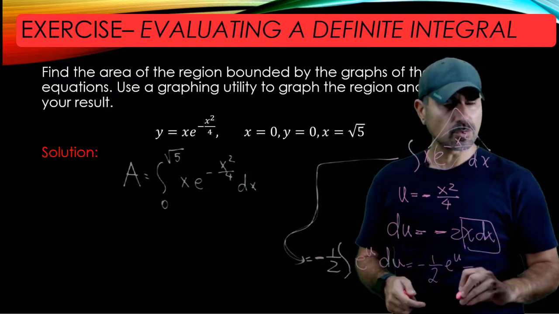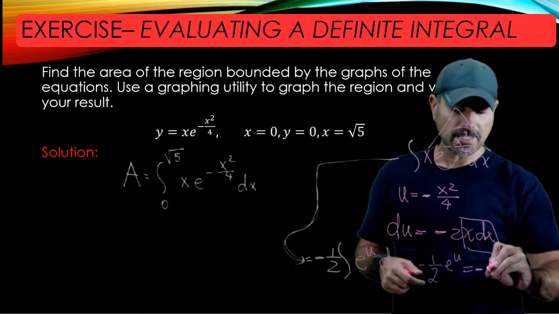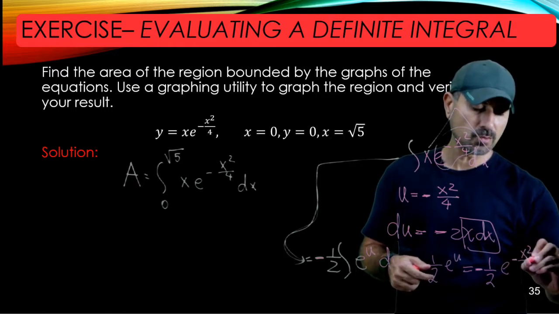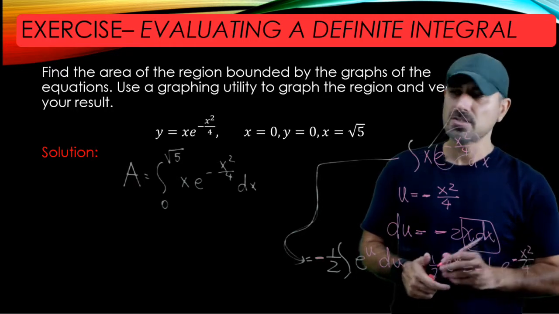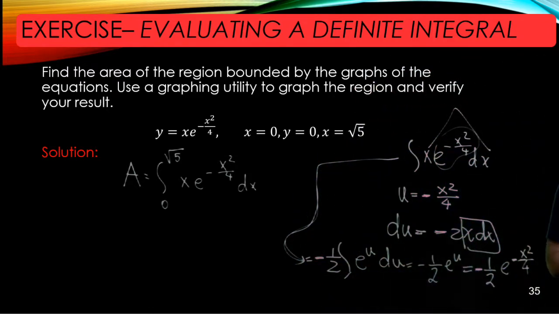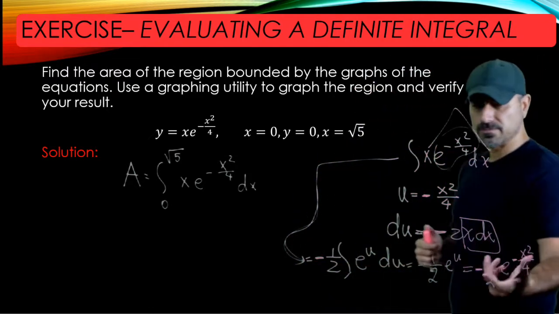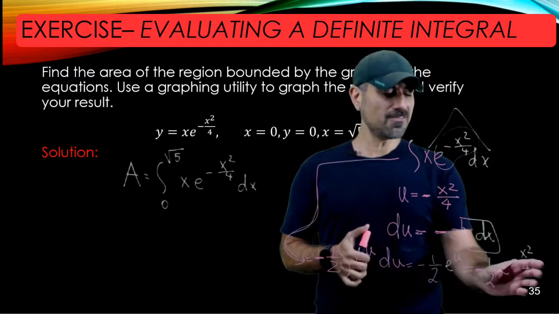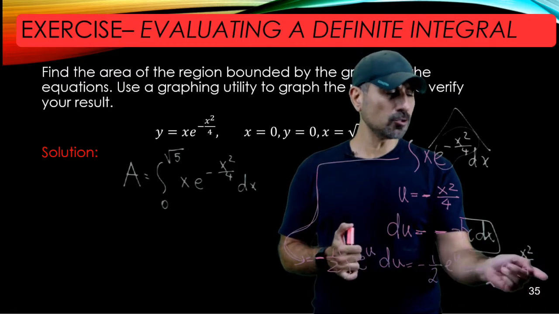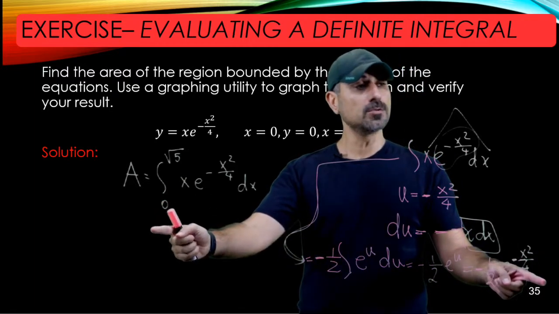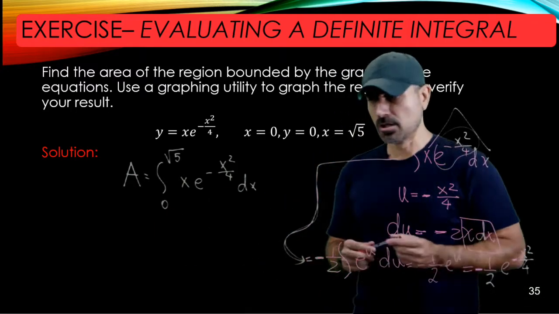Let's go back to the original variable here: negative 2 e to the minus x squared over 4. Remember that for definite integrals, we only need an antiderivative of this function, x e to the minus x squared over 4, and we found that antiderivative. So we don't need to put an integration constant here because eventually we're going to do definite integration. Okay.